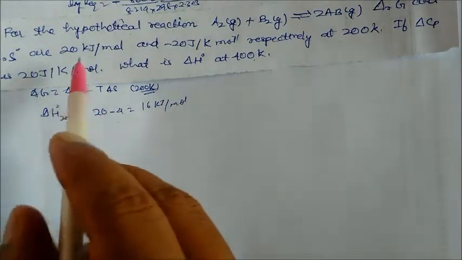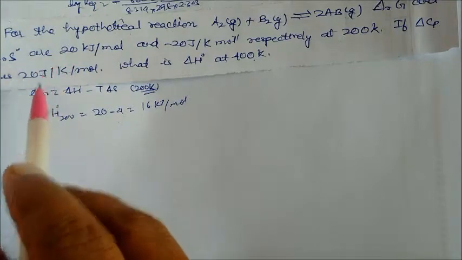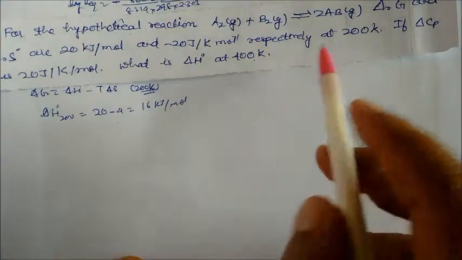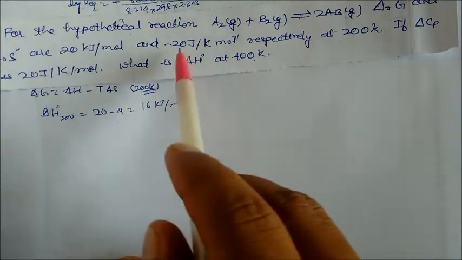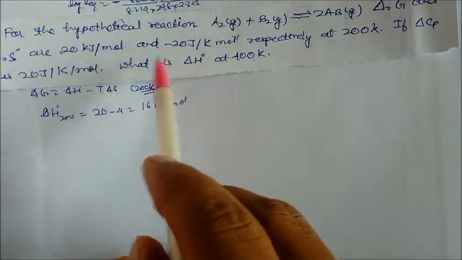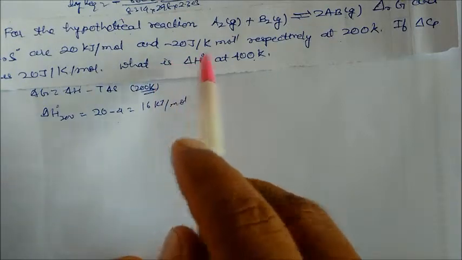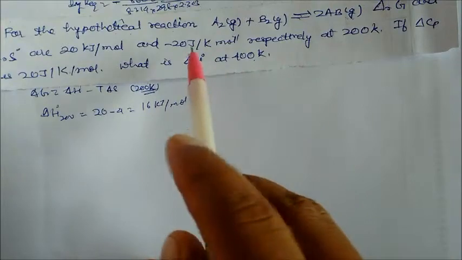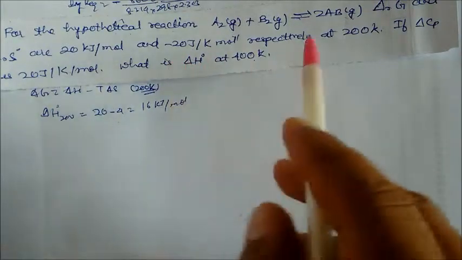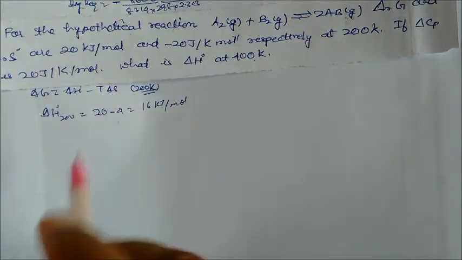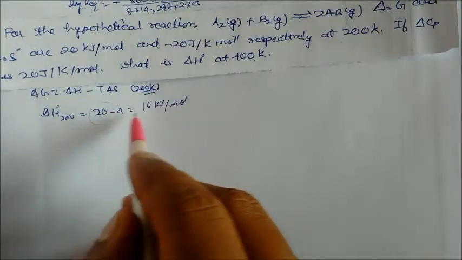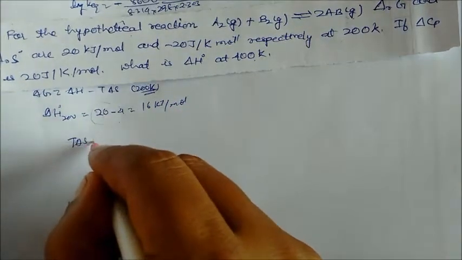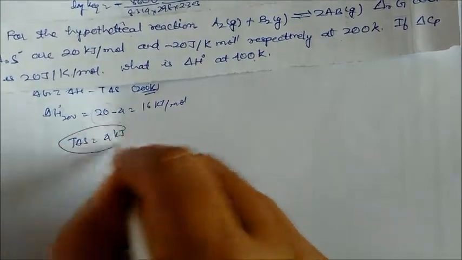It is given here, so 20 is this much here, and T delta S will be your 4. T delta S means delta S is given here as 20, and temperature is given here as 200. So 200 into 20 becomes 4,000. We have to take kilojoule, so 20 minus 4 becomes here. So you write here T delta S as 4 kilojoule.